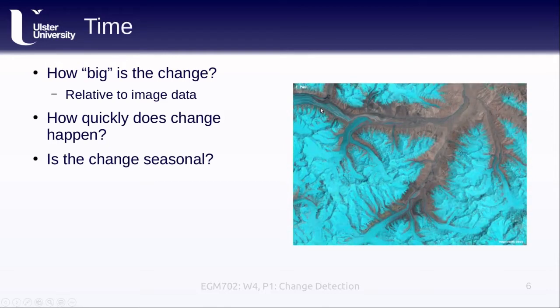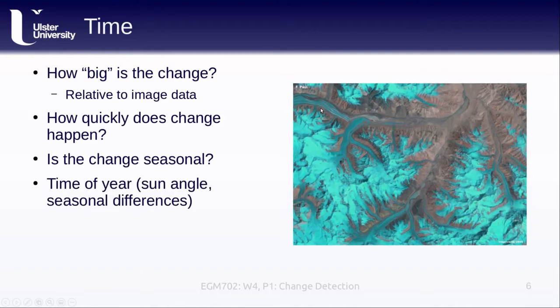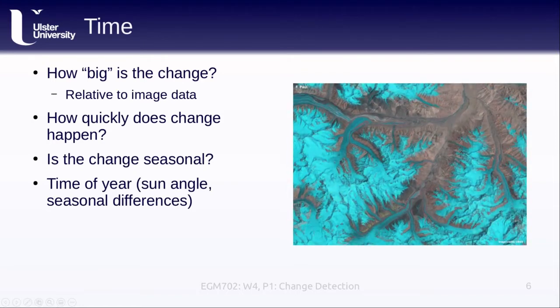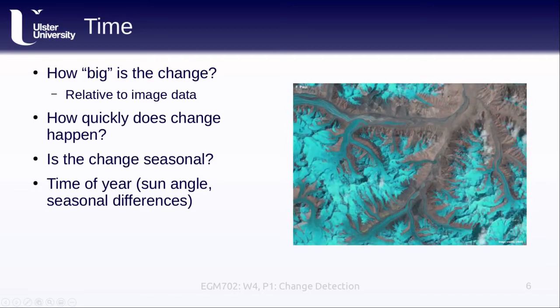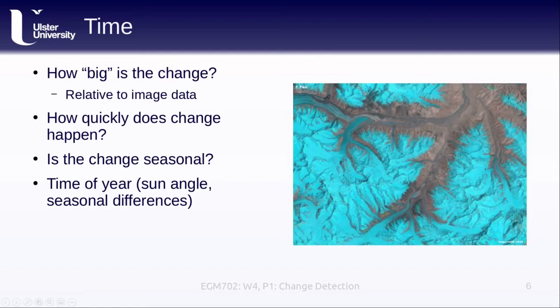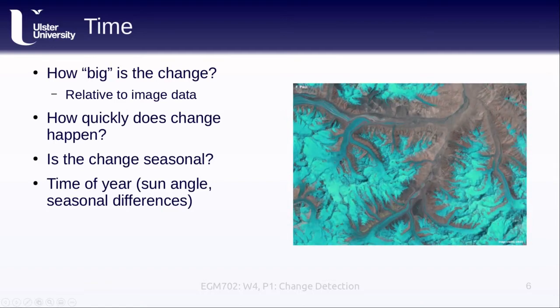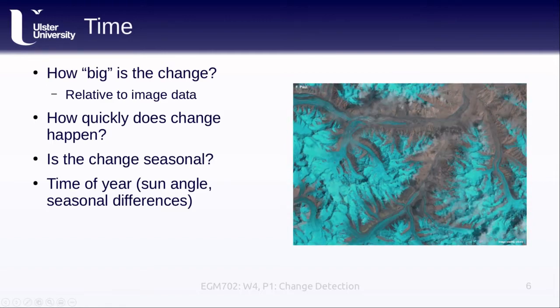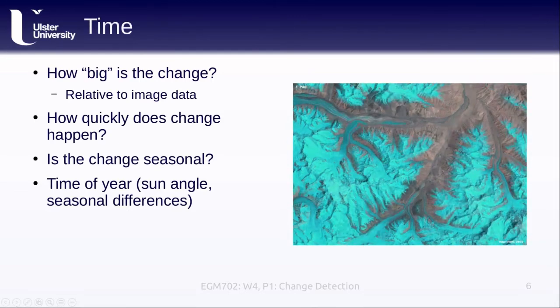All of these different things are things that we need to think about. We also might be interested in thinking about the time of the year that we're either observing at or the changes are happening in. We need to think about things like the sun angle. So we want to make sure that when we're comparing images from different years or different times of the year, the sun angle is approximately the same so that the changes that we're looking for are not overwhelmed by the changes in the sun angle or differences in illumination.